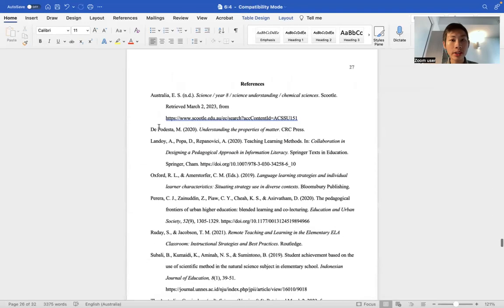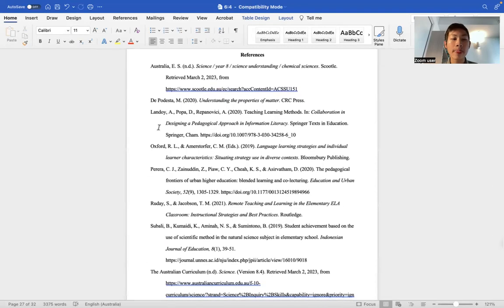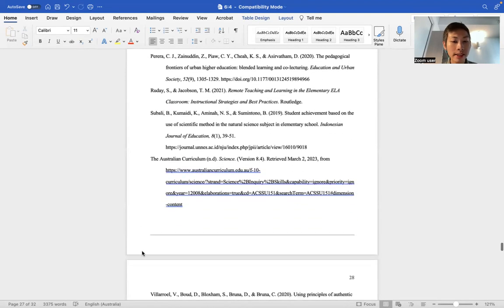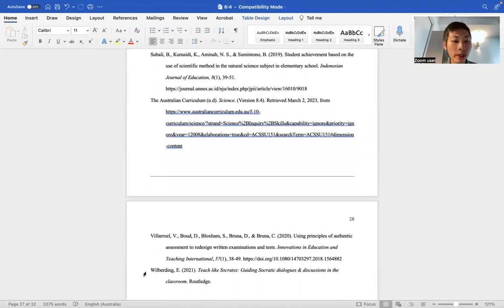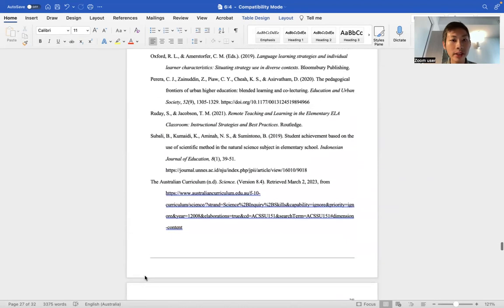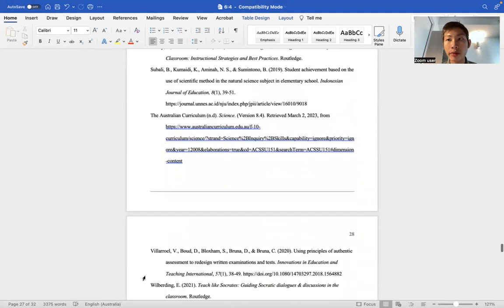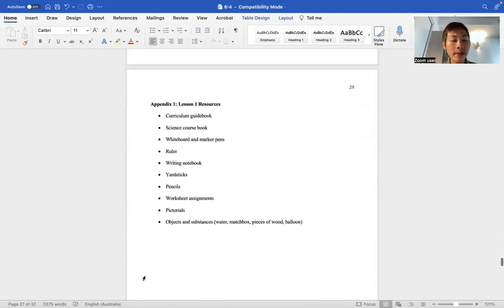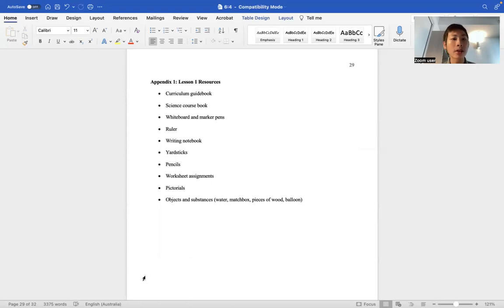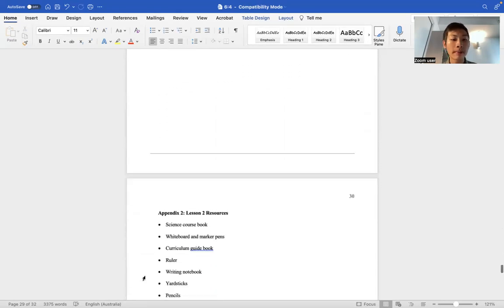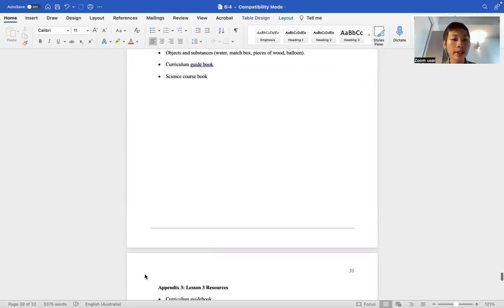And here are the references for these 3 lessons. The major one is, of course, the Australian curriculum, but also I have listed all these references: De Podesta 2020, Landoy, Oxford, Pereira, Rude, Subali, and Villarroel and Wilberding. Most of these references were in the 2020s, so they're quite recent references. And of course, my appendices will have the resources, the science textbook, and the pictorials, lessons, and all the materials that I have used in these 3 lessons.